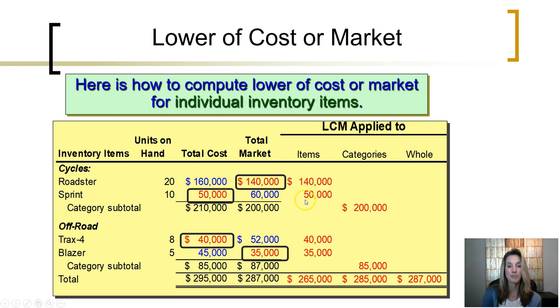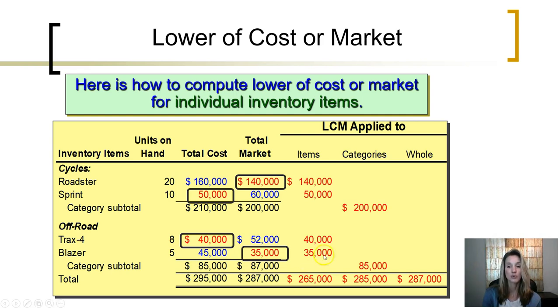If we add up the lower of the cost or market as applied to individual inventory items, the total amount that generally accepted accounting principles indicate we should be reporting for the value of our inventory on the balance sheet at the end of the period is $265.